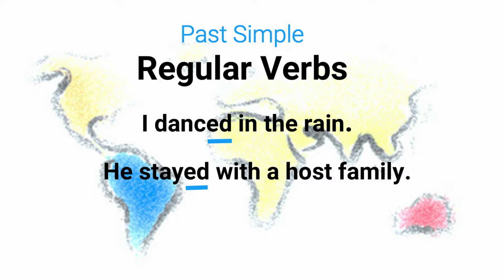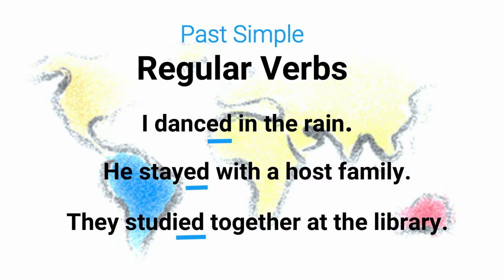They studied together at the library. Study is another example of a regular verb, but it ends in a y, so before I add my ed, I need to drop my y and add an i, then my ed. Please note that ed conjugations in the past have 3 different pronunciations and can be challenging for our English students, so make sure you study those rules really well.